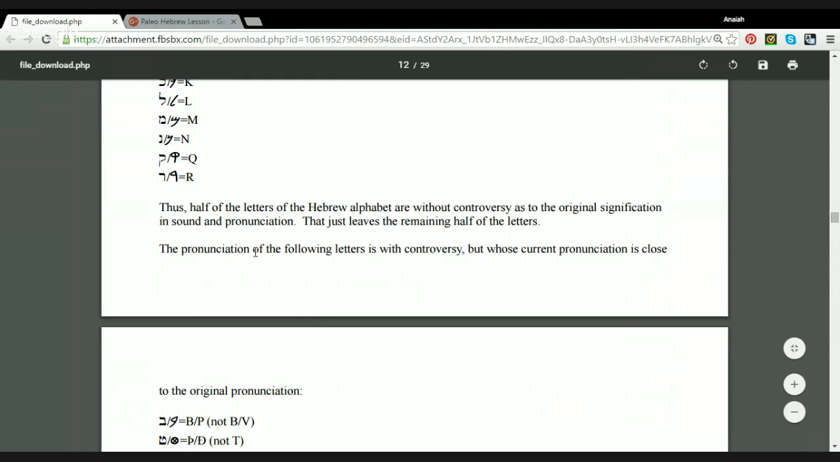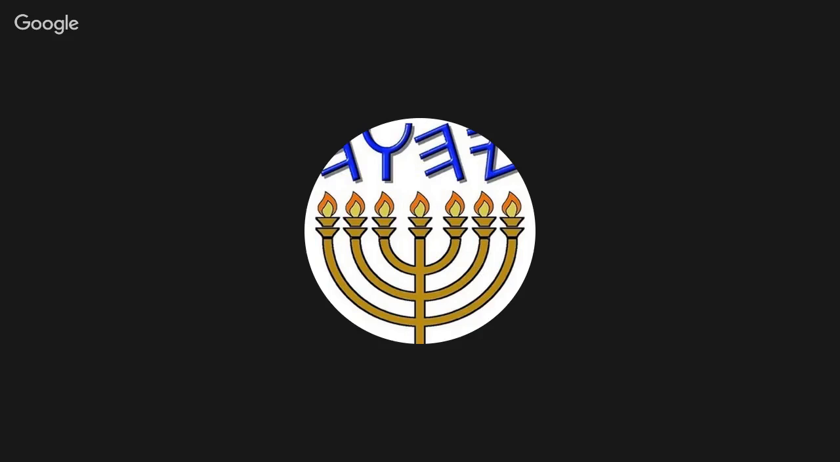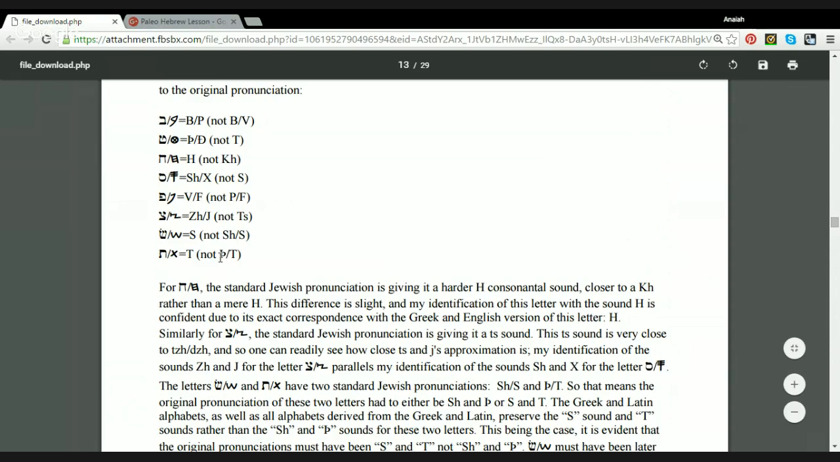So I say the following letters' pronunciation is with controversy, but their current pronunciation is close to the original. That would be B and P versus BV. This is the T, H, not KH, SH, X, not S, VF, not PF, J, not C, S, not, well, SHS, T, and not THT. What were you about to say?